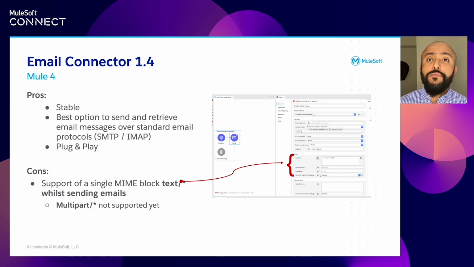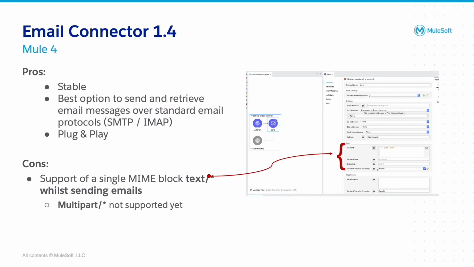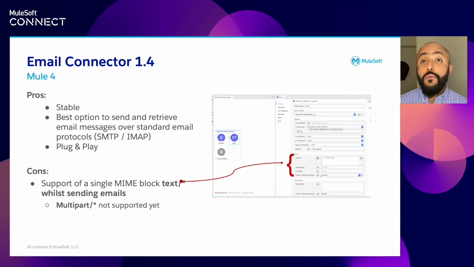There is nothing wrong with the email connector 1.4. In other words, it's a very stable solution for your project. It can be used to work with all the existing email protocols, including SMTP, SMTPS, or IMAP, without any issues, right? And it's pretty simple to use. It's just plug and play. You can go to your Exchange, make a reference in your project to your profile, and start using it straight away. The only caveat at this specific point in time is its support for multi-part alternative messages.